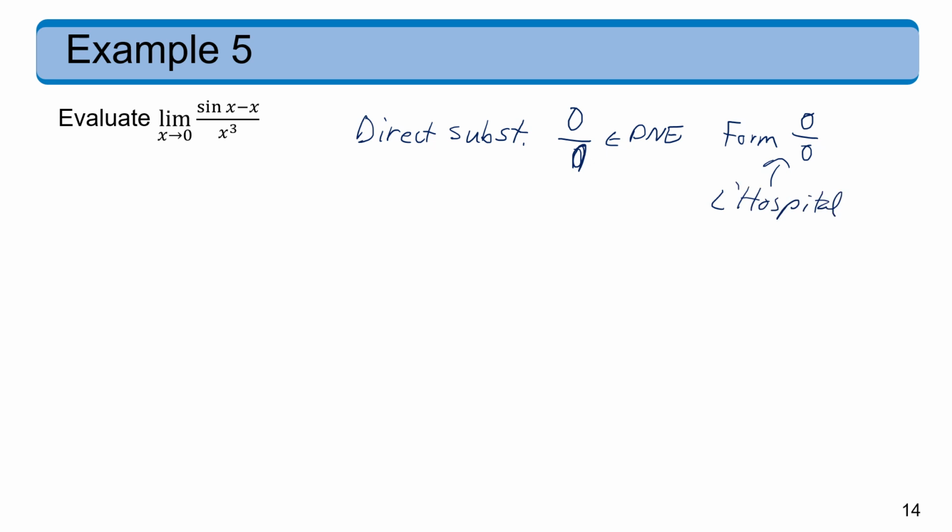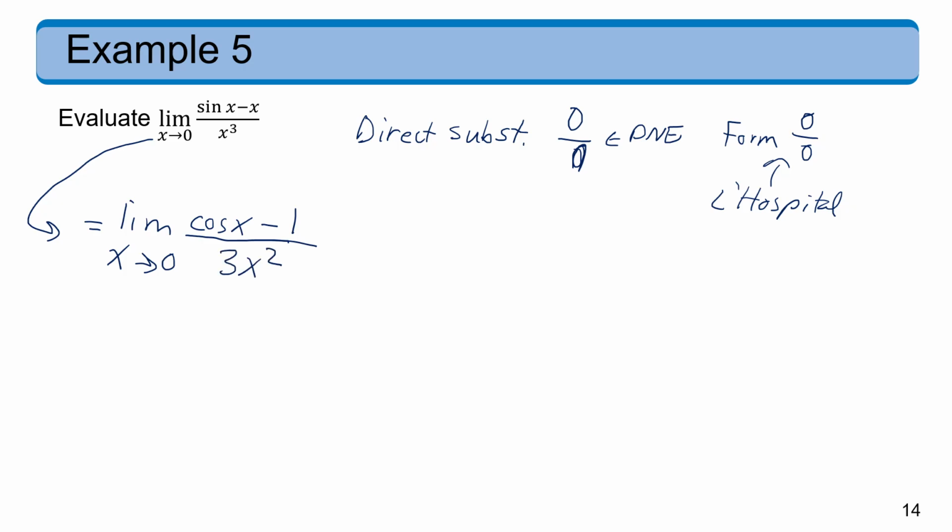So that's what we're going to do. We're going to take the given limit, and L'Hopital's rule has you rewrite it as a new limit. In the numerator, you take the derivative of the original numerator. So the derivative of sine is cosine. And then we have minus the derivative of x, which is 1. In the denominator, the derivative of x cubed is 3x squared.